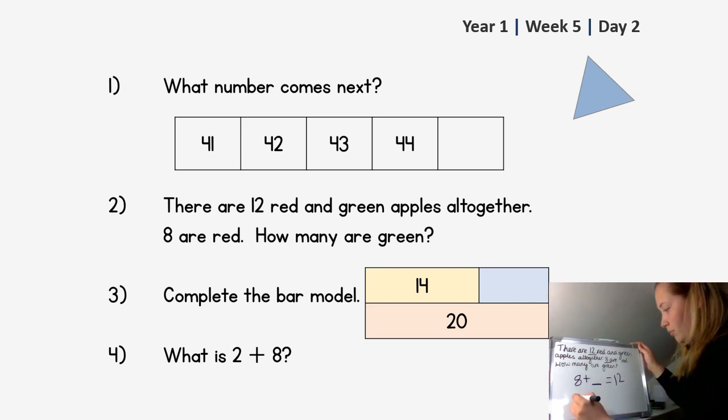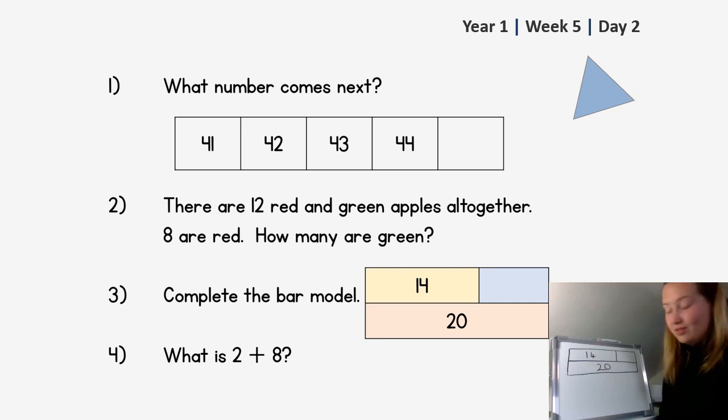Or I could put 12 take away 8 equals my answer, where I could put 12 in my head and take away 8. Whatever you think is easiest. So I got the answer 4. Did you get the answer 4? Okay, then let's go on to the next question.